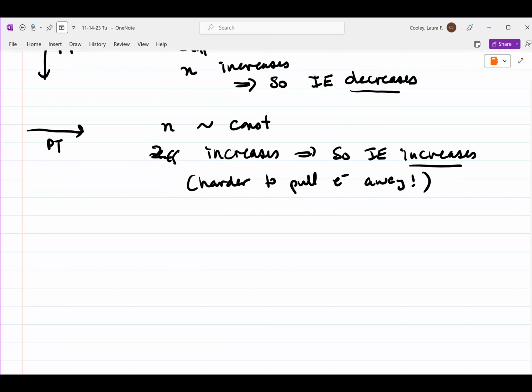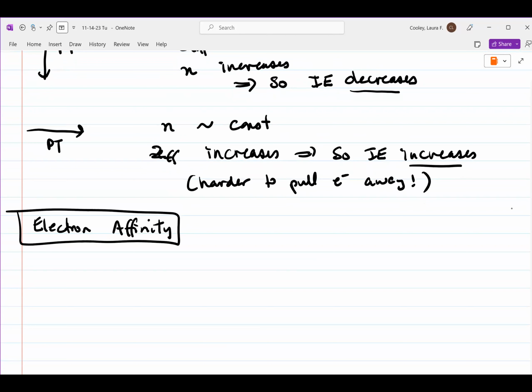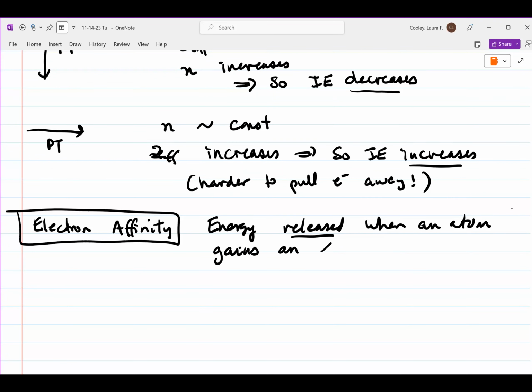Okay, that's fine. So, that leaves us with one more property to talk about, and that is something we call electron affinity. Electron affinity is the energy that is released when an atom gains an electron. I guess an ion could do it too, but when an atom gains an electron.